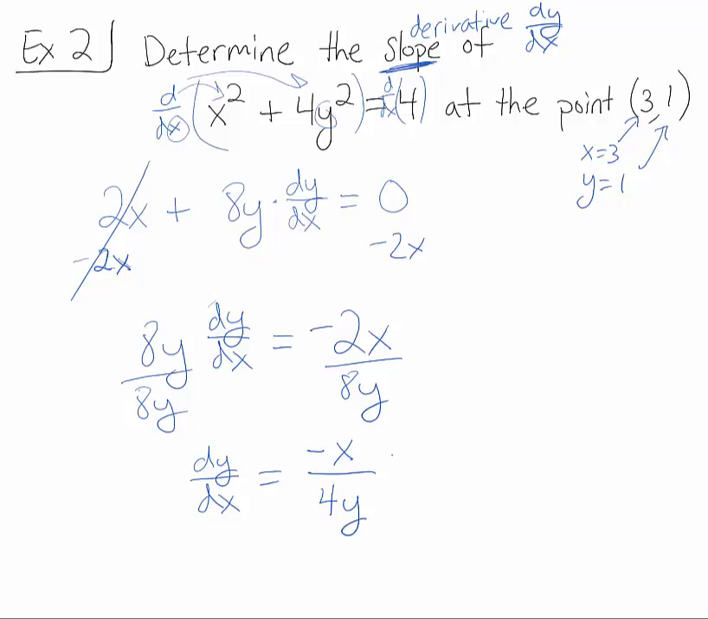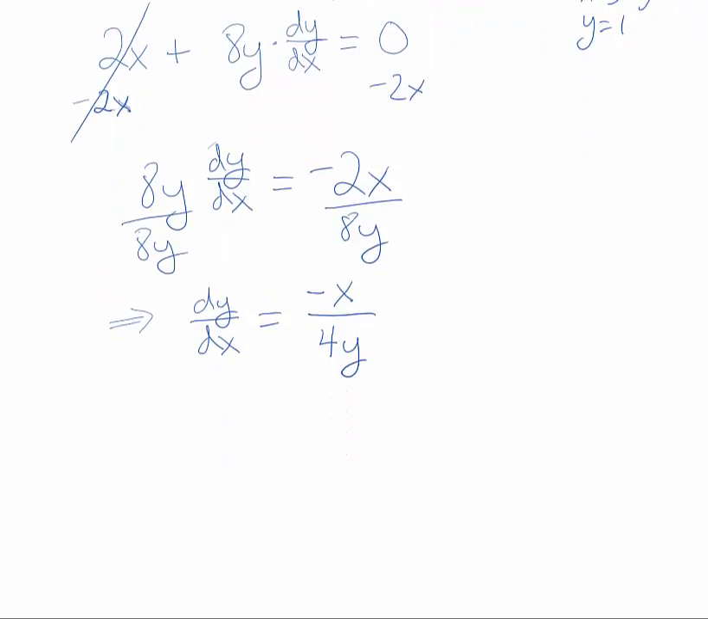Now, in the last problem, this would have been our answer right here. But this is the derivative. We want to have the slope of this line at the point (3, 1). So we're going to just plug in that x equals 3, so it's going to be dy/dx equals negative 3 divided by 4 times 1, which is going to be equal to negative 3/4.